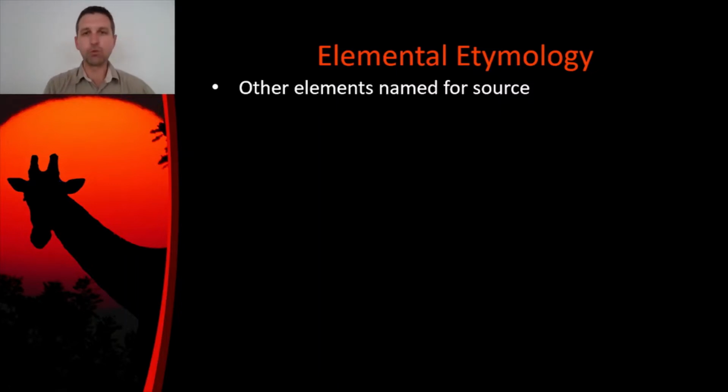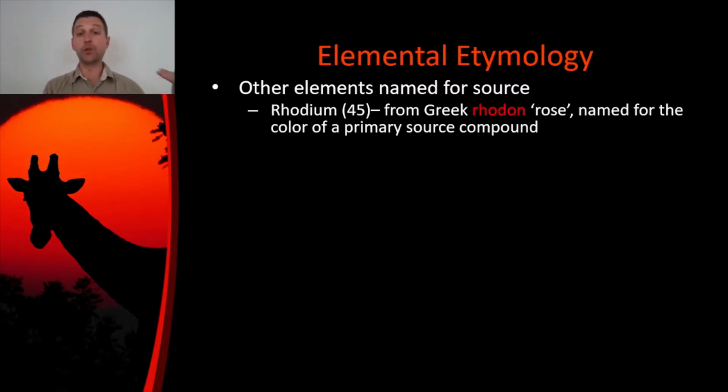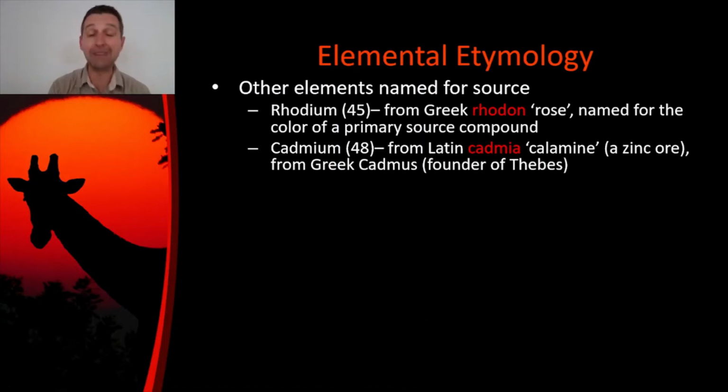Once again, let's run through some other elements in this series that were named for a particular source, or maybe the property of a particular source. Rhodium is a good example of that. This word comes from the Greek word rhodon, which meant rose, because apparently the compound that this was sourced from was kind of a light pink color, and so it was given the name the rose element. But once again, it's not a rose element, but the compound it was sourced from has a light pink color, and that's where it got the name.